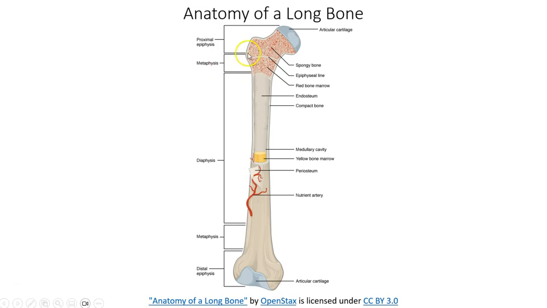And then we have our metaphysis right here below that. So this little section following the epiphysis, both proximal and distal ends, so that's just a small section. Again, our epiphyseal plate or epiphyseal line is going to be there, and that epiphyseal line is where we actually have a thin layer of hyaline cartilage during childhood, and a little bit into early adulthood. It's most prominent during childhood though. And that hyaline cartilage, like I mentioned last week with the connective tissues video, the function of that is to give kind of a template on which to build out bone tissue.